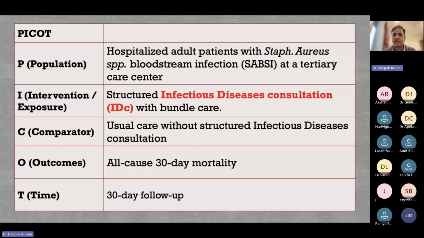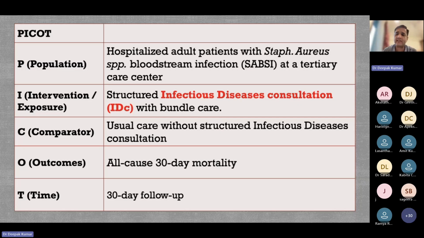It is very, very important to understand your PICOT. If you are not able to break down your topic into PICOT, then you have to change your topic. So PICOT for our topic is: population, we took patients with Staph aureus bacteremia. Our intervention was infectious disease consultation. Our comparison was patients who did not get the infectious disease consultation. And our outcome was all-cause 30-day mortality.